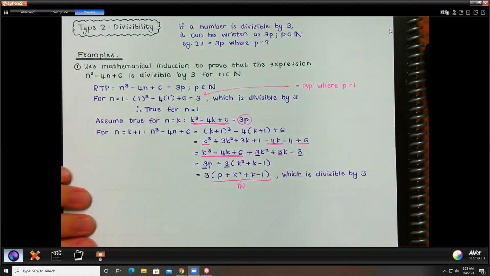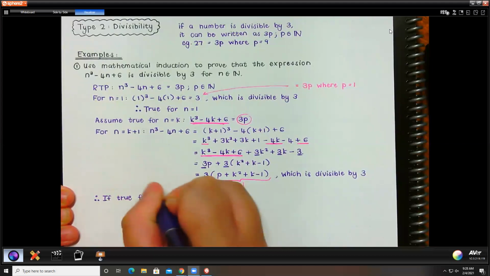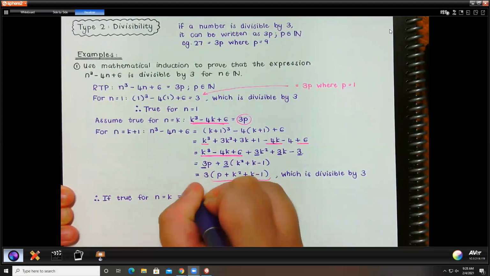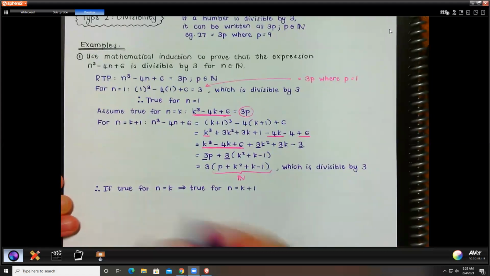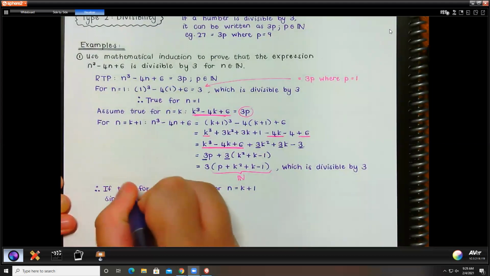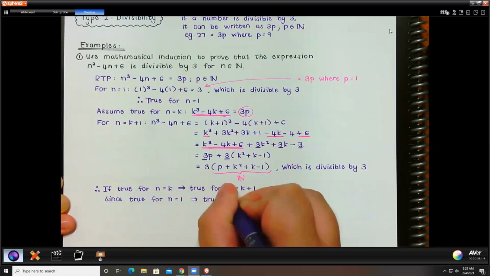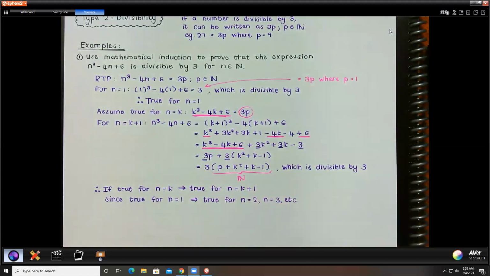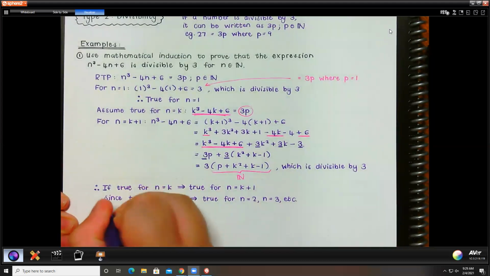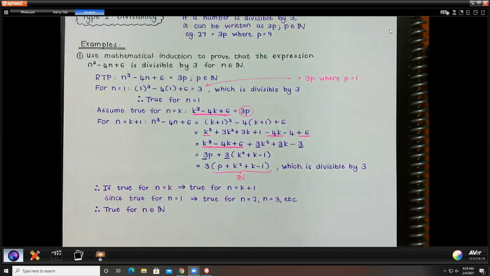Now we just have to do that whole thing again. So therefore, if true for n equals k, then true for n equals k plus 1. Since true for n equals 1, then true for n equals 2, n equals 3, etc., and so on. It's up to you. Therefore, true for n element of natural numbers. Okay, so that is the first example.